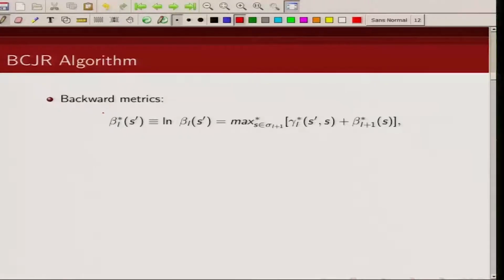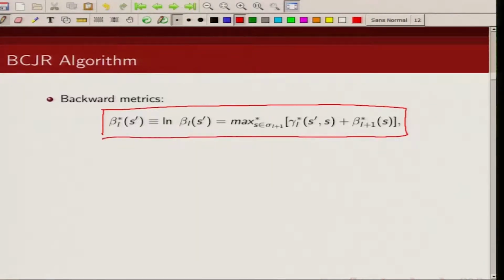So, following the same logic, we can write the backward matrix in log domain in this particular fashion. So, this max star operator, and this is the sum of this branch matrix in the log domain and the betas in the log domain. And again, if you can recall, how were we computing betas?